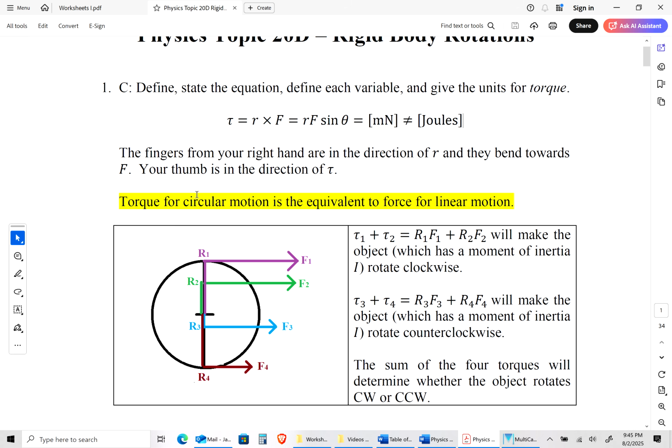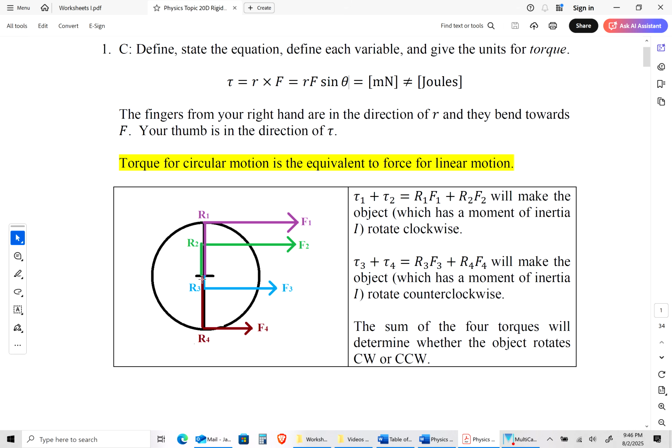So if you want to rotate an object, you want to make sure F is as big as possible and R is as far away from the center of rotation as possible, and theta is 90 degrees, because sine of 90 is 1. So look at this image here. Look at R1, that's radius 1 times F1. That's going to give you a big torque. Look at radius 2 times F2. You know, the angle between R2 and F2 is 90 degrees, which is good. But you see R2 is not as long as R1. So the torque is not as great as R1.